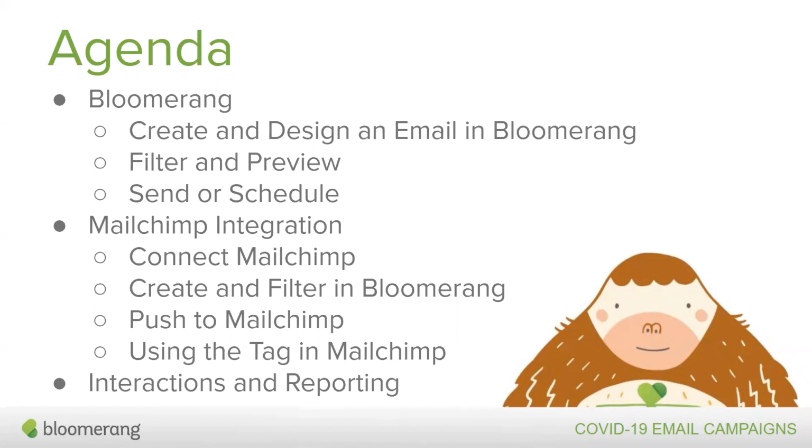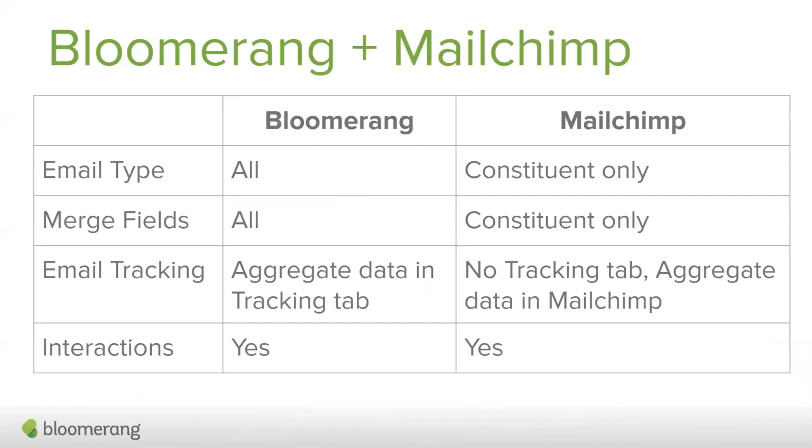That way we have enough time to get through the Mailchimp integration. We're going to focus a lot of our attention there today. How to connect your Mailchimp account to Bloomerang, filter the audience that you would like to push to Mailchimp, and then how to apply that list using a tag in Mailchimp and send to your Bloomerang constituents a Mailchimp designed email. And then towards the end, we will also try to tackle how to report on these interactions and even see some of the statistics on those delivery and open rates for your emails.